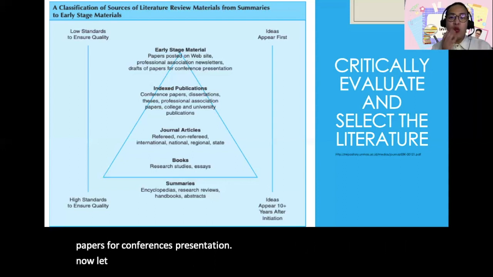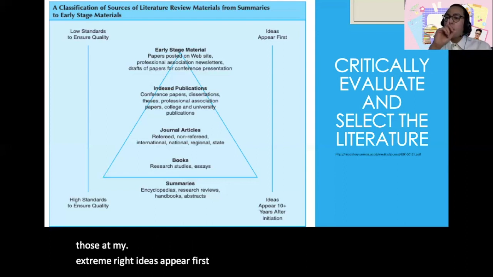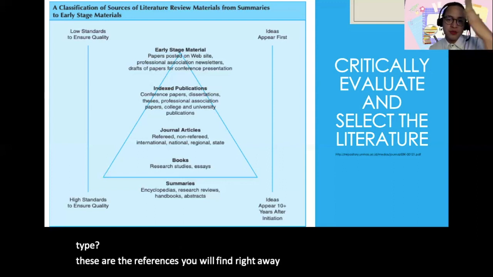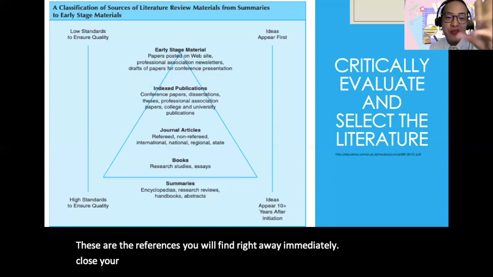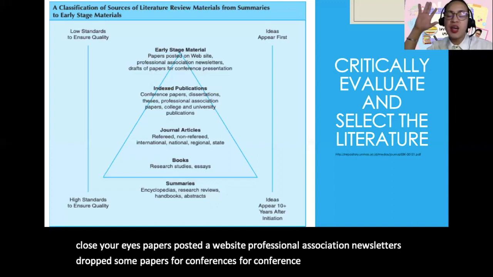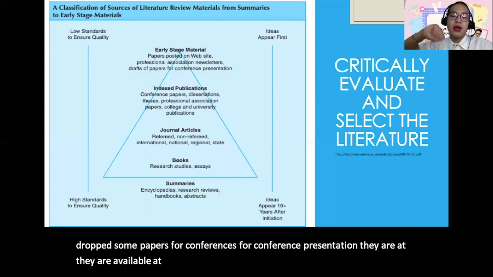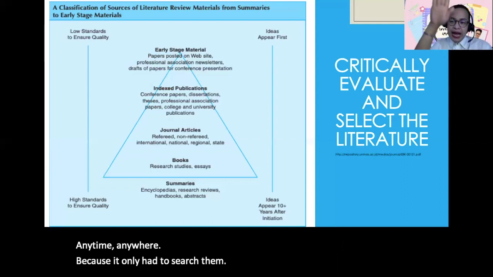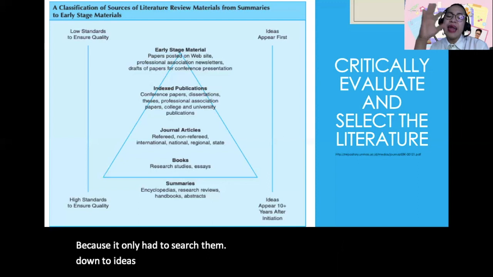Now let me explain what are those at my extreme right. Ideas appear first. What does it mean? When you go to Google and type, these are the references you will find right away, immediately, close to your eyes. Papers posted on websites, professional association newsletters, drafts of papers for conference presentation. They are available at hand, anytime, anywhere, because you only have to search them. Down to ideas appear more than 10 years after initiation.